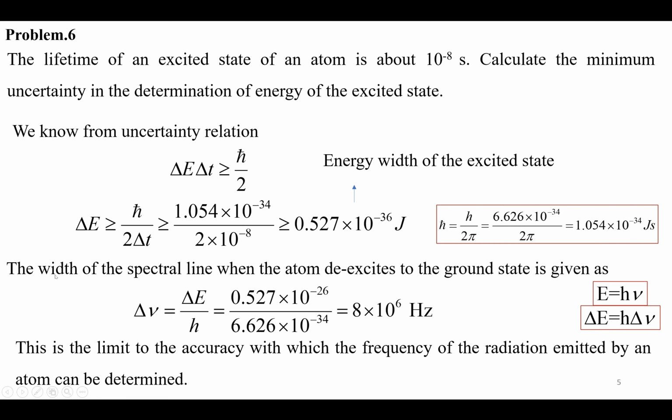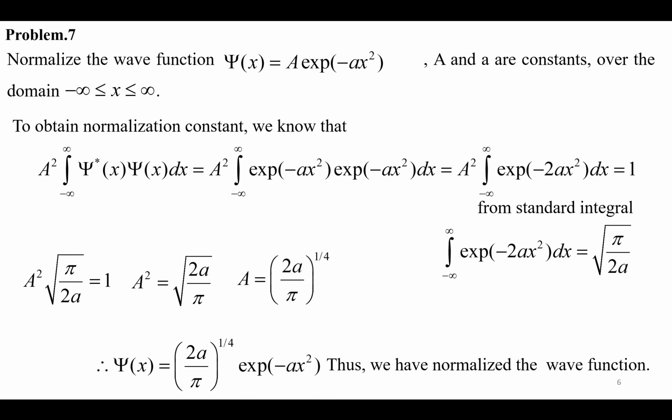In addition to that, we can calculate the width of the spectral line when the atom de-excites from the excited state to the ground state. We know Planck's idea, which is given as E equals h nu. From this relation, del E equals h del nu, so del nu equals del E divided by h. We have already calculated the value for del E, and dividing by h gives 8 × 10^6 hertz. So this is the limit to the accuracy with which the frequency of the radiation emitted by an atom can be determined. Now we will try to solve problem 7.